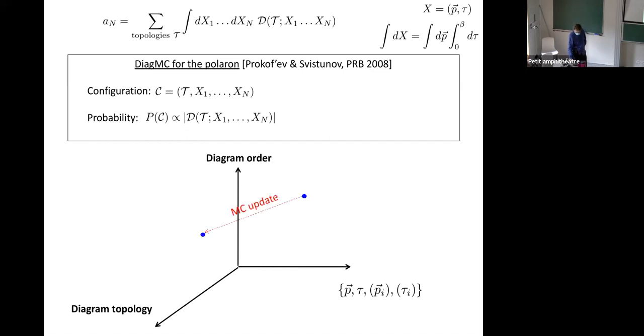So the idea is that we have Monte Carlo updates which can change the diagram order, diagram topology, and the values of these internal and external variables. And by making such a random walk and keeping a histogram, we can evaluate all these coefficients A_n. Then if the series is convergent, you just need to sum them, and that's it. But that's something we will discuss later.